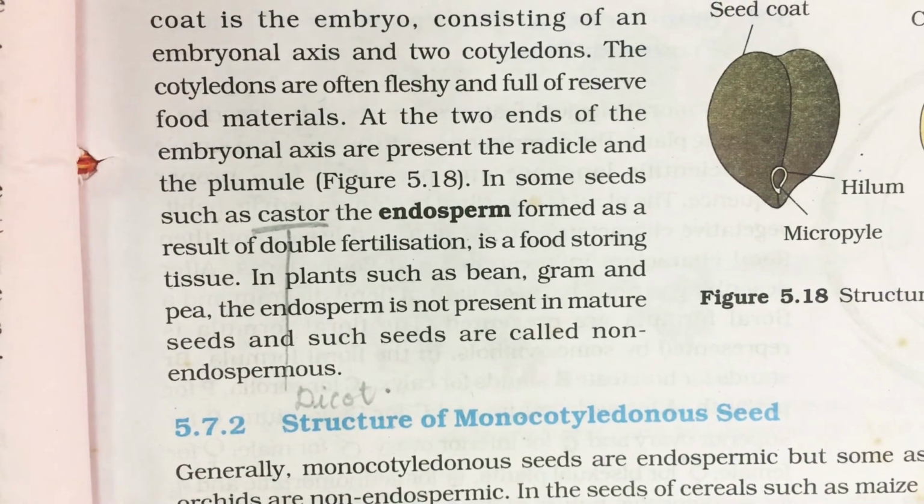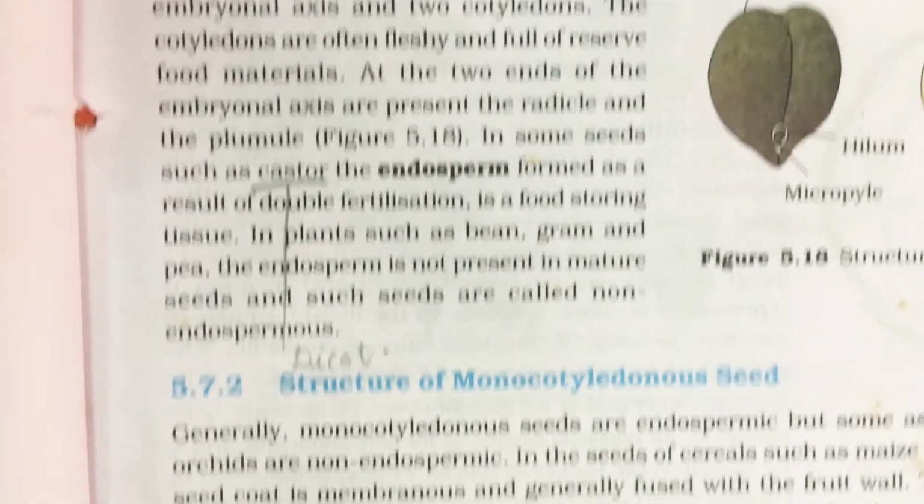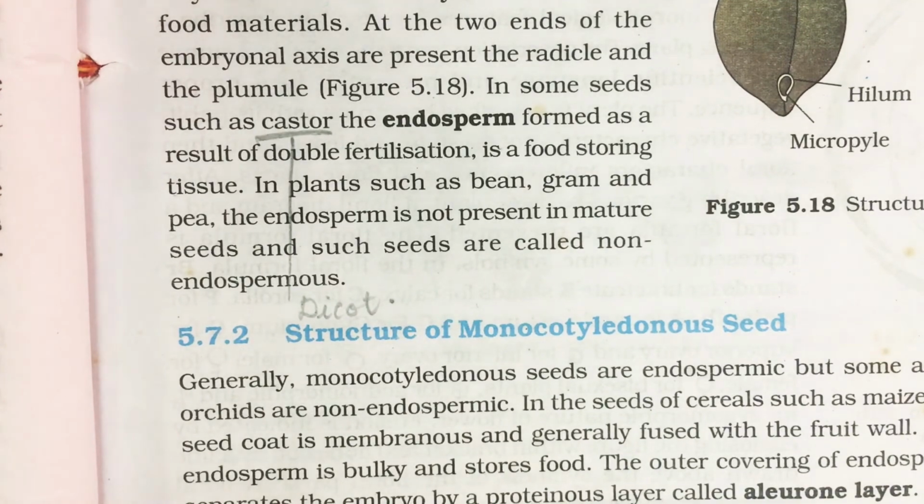At the two ends of the embryonal axis are present radicle and plumule. Embryonal axis के lower end पे radicle और upper end पे plumule.